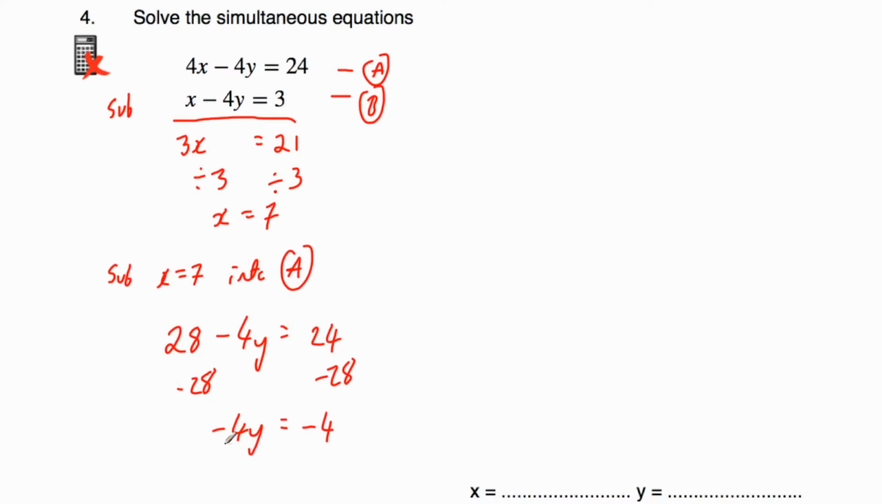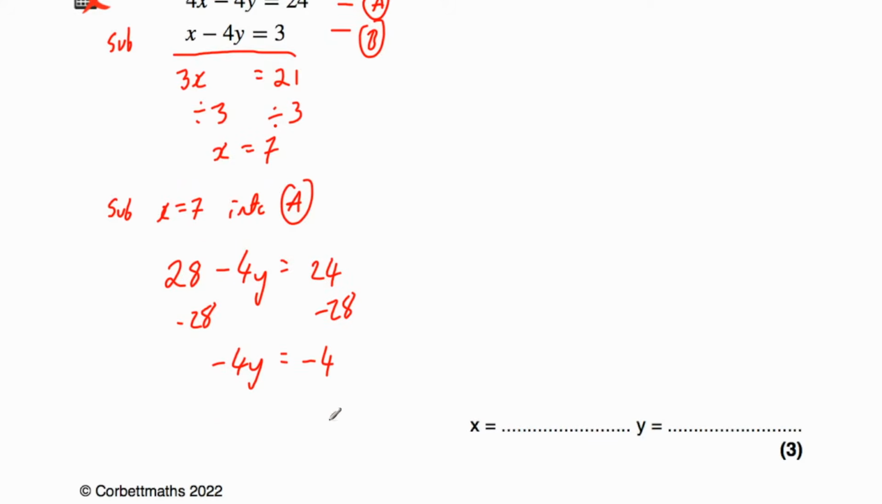Now we want to find out what y is. Now this is minus 4 times y. So if we divide both sides by minus 4, we'll just find out what y is. So let's divide both sides. So divide by minus 4 and divide by minus 4. Now we're dividing by minus 4 to get rid of the minus 4, so we're just left with y.